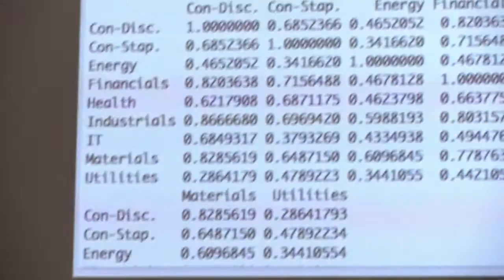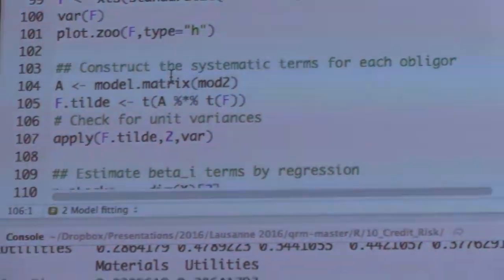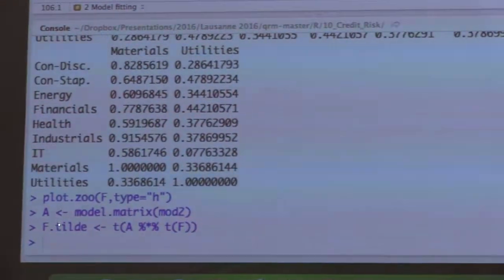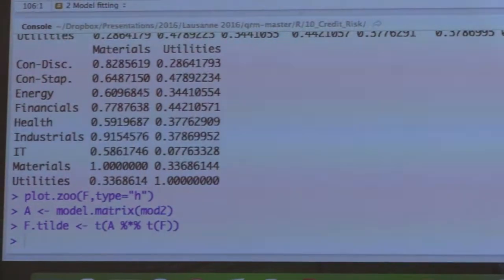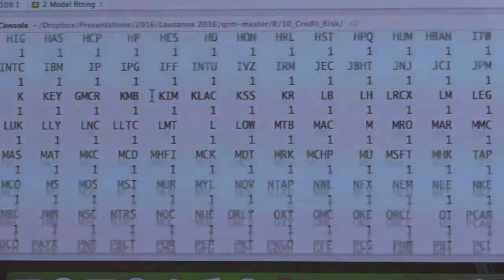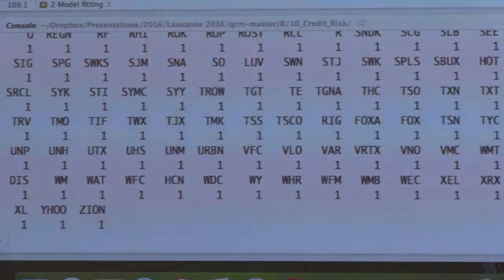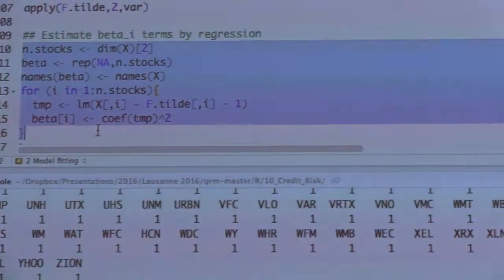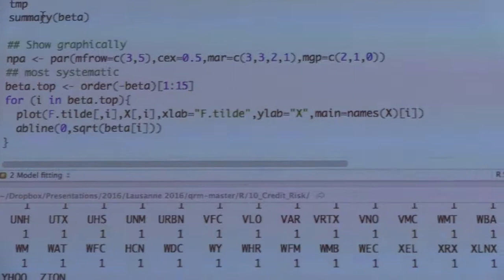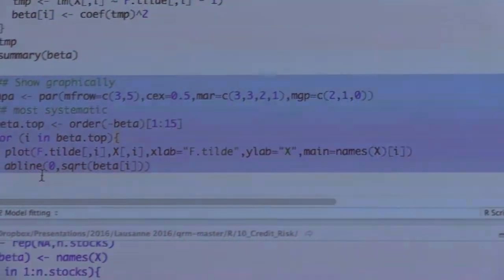So you can sort of map it to what I've done. A is the matrix A in the slides. F tilde, this operation here, has constructed the systematic part for every obligor. These systematic parts will have mean 0 and variance 1. So you can see the names of the 367 stocks. This is just checking that indeed they have variance 1. And then finally, by regression, I will estimate the betas for every one, and we will plot some of them.